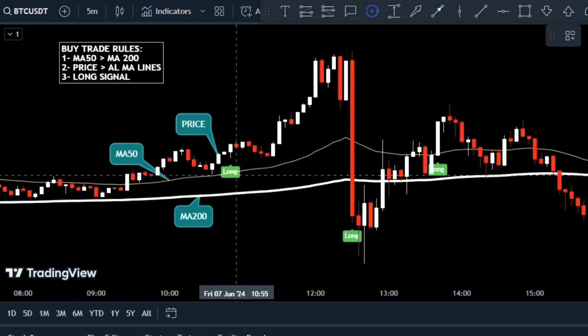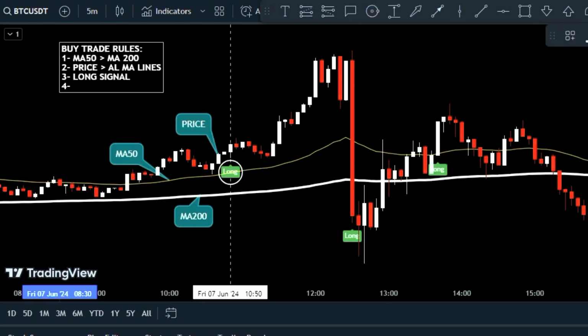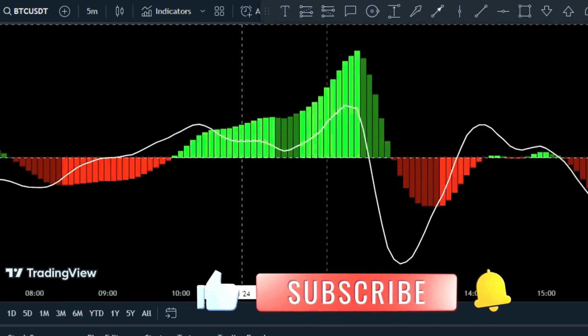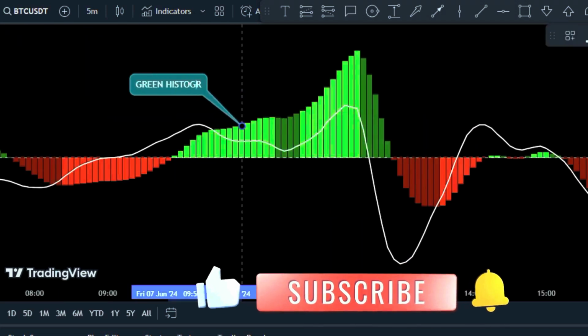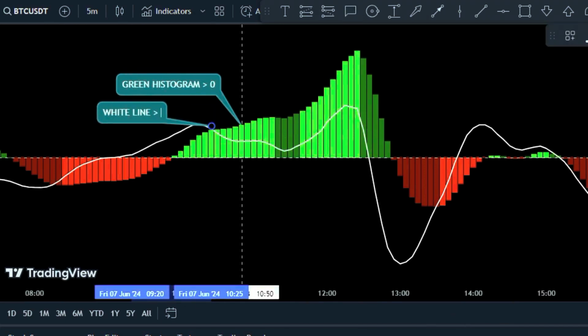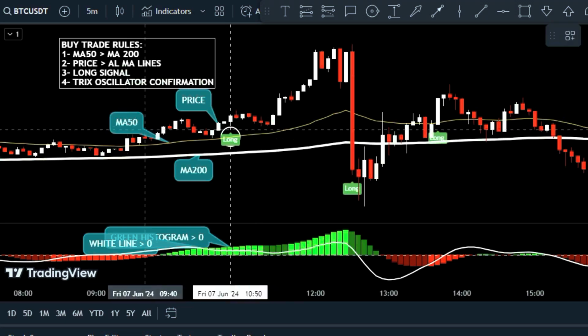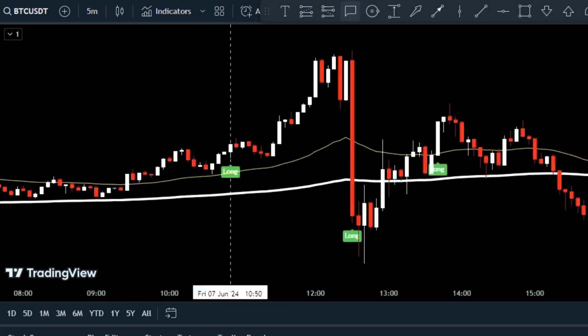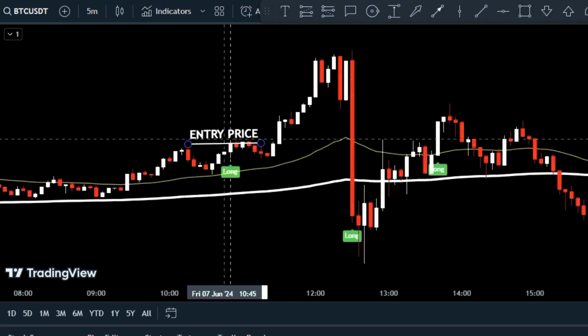Now, let's spot the buy signal. The TRIX histogram needs to agree with our plan. Look for a green histogram above the zero level and make sure the white line is also hanging out above the oscillator zero line. So if all conditions are good to go, we've got the green light. It's time to open a buy position.